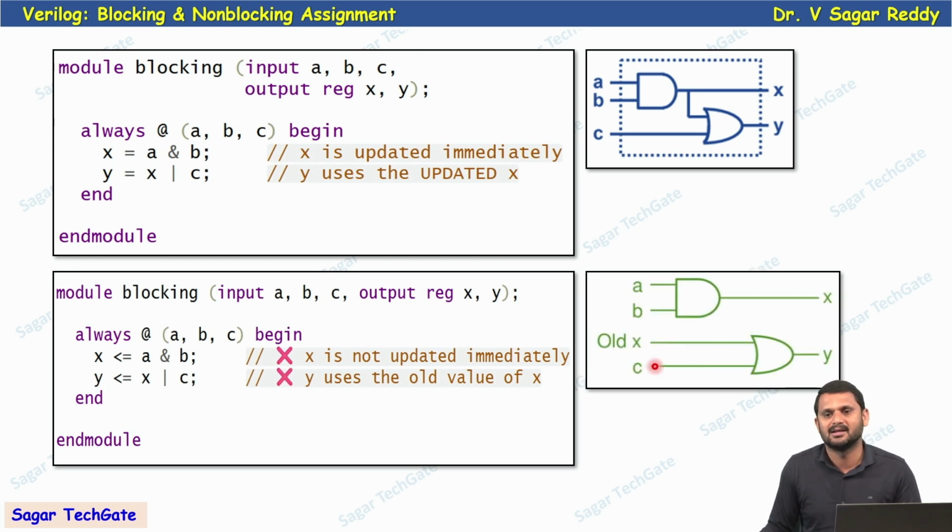So now if you see, the circuit is like this. We'll get some x value by changing a and b, but we won't use this new x value. The previous time slot's old value is what we'll use to find y. So this is not the design we need. For combinational circuits, we always prefer blocking statements. For sequential circuits, always prefer non-blocking statements.